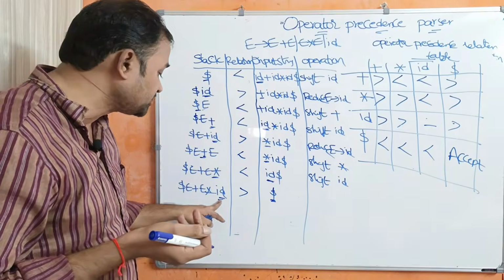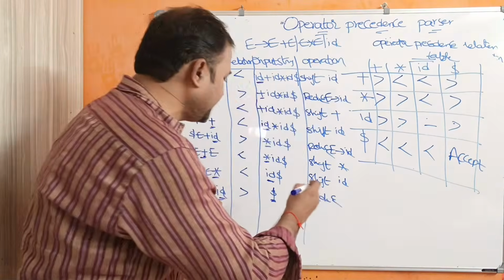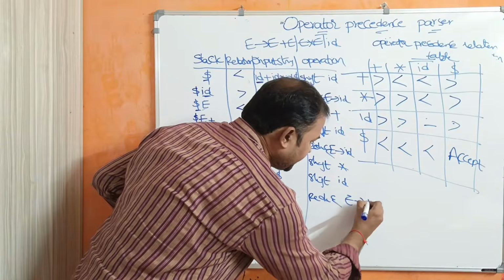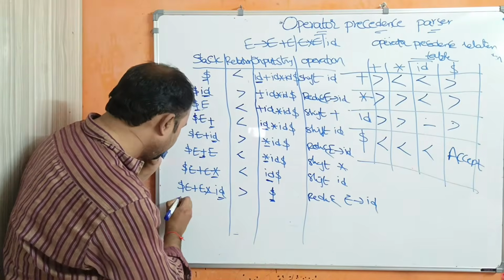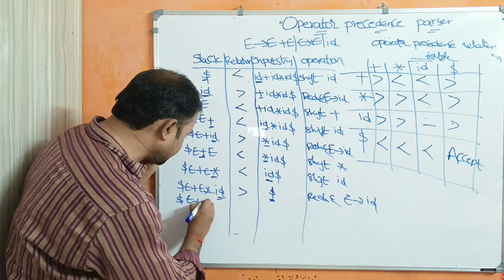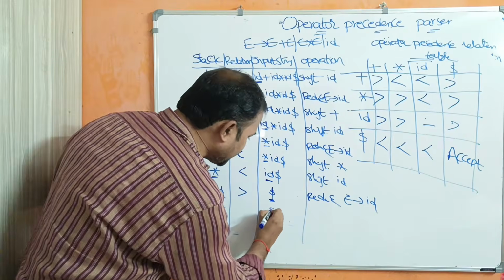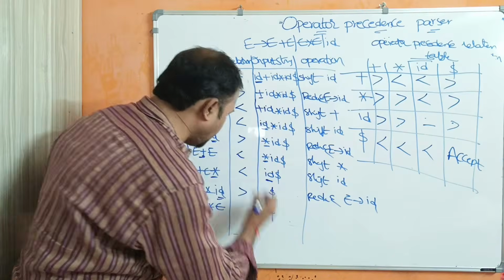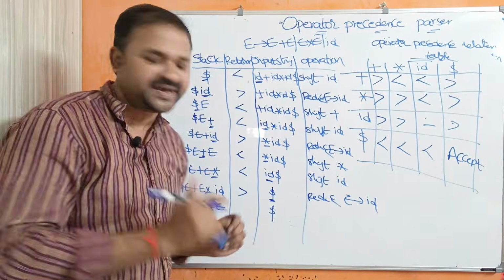So here what is the input symbol? id. So what is the stack's topmost symbol? id. So reduce E produces id. So now this id is reduced to E. So dollar E plus E star E. So now what is the content of the input string? Dollar. E dollar. E is a non-terminal. So we can't make any comparison.